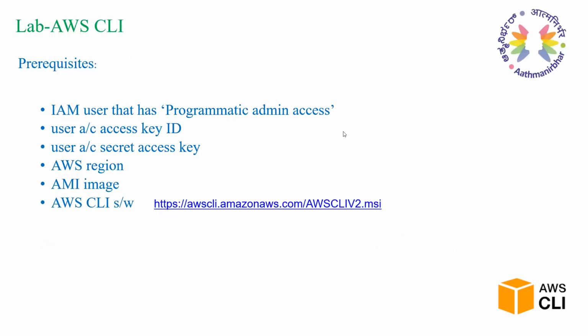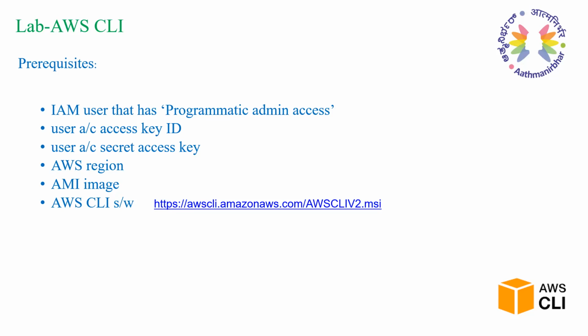Okay, there are few prerequisites. To begin with, an IAM user who has programmatic admin access to control these AWS resources from CLI, we need to create an IAM user. IAM stands for Identity and Access Management.